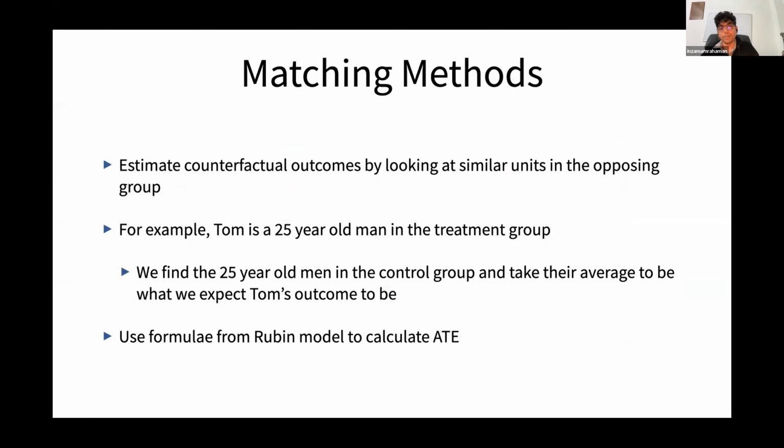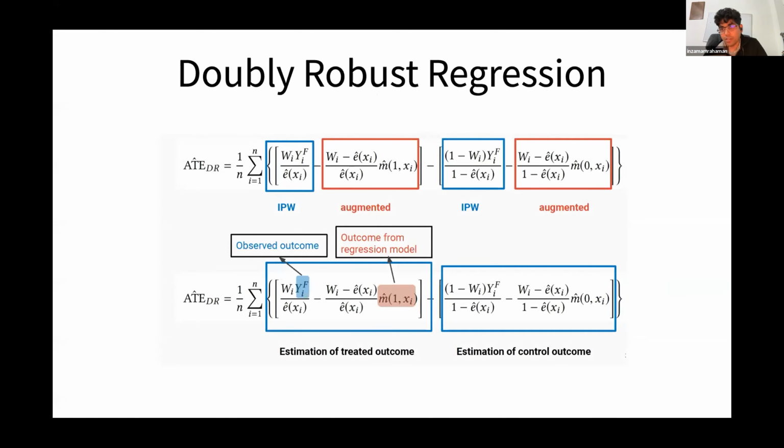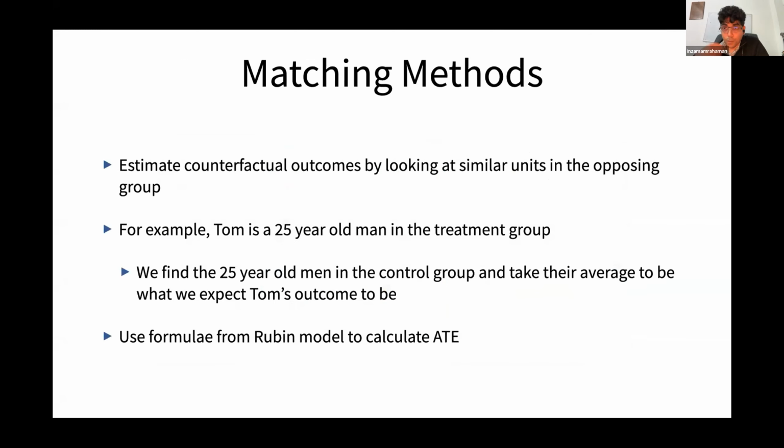Another approach would be what I call the family of matching methods. The idea is, and this actually uses some of the intuition from doubly robust regression, that we want to try to estimate the counterfactual outcome.